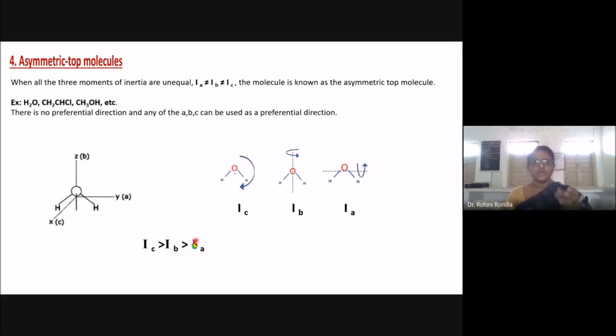This is a little bit complex to imagine. So this type of molecules are called asymmetric top molecules. Okay, there is no preferential direction, and any of the A, B, C can be used as a preferential direction. All are rotating, but there is a slight variation. Okay, so that is why they are not equal. This type of molecules are called asymmetric top molecules.